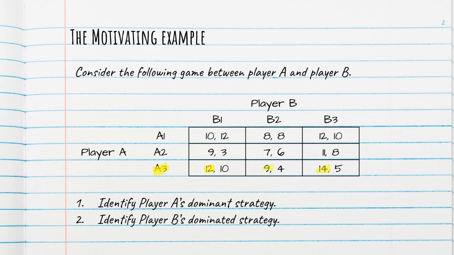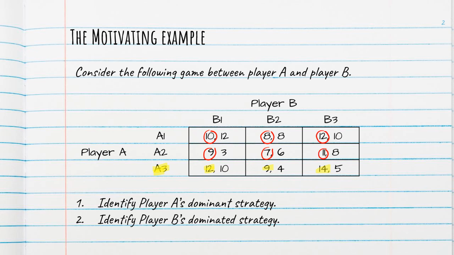So I want you to notice what's happening here. For player A, no matter what they think player B is going to do, they want to choose A3 because it always yields the highest possible payoff. In particular, 12 is bigger than 9 and 10. 9 is bigger than 7 and 8. 14 is bigger than 11 and 12.